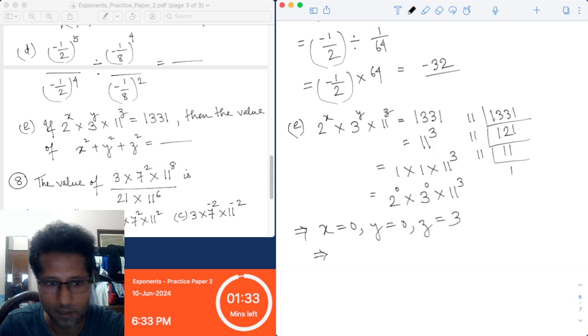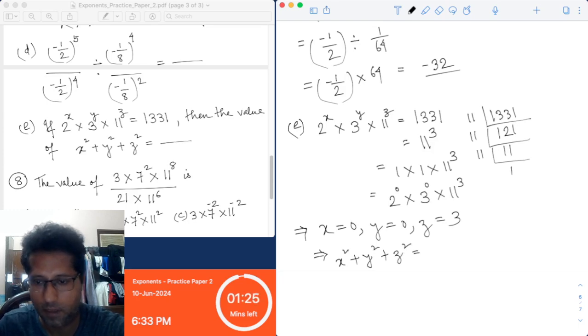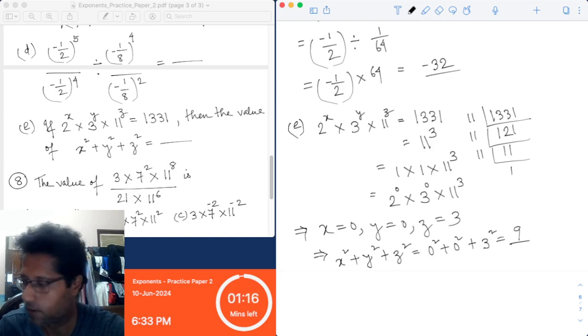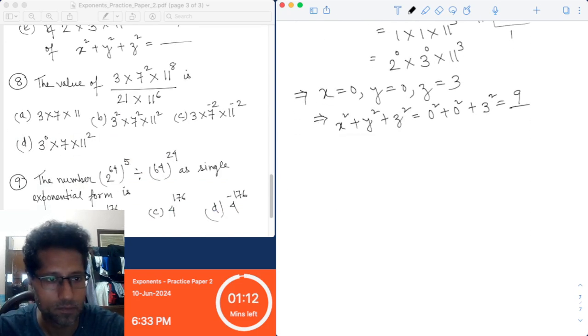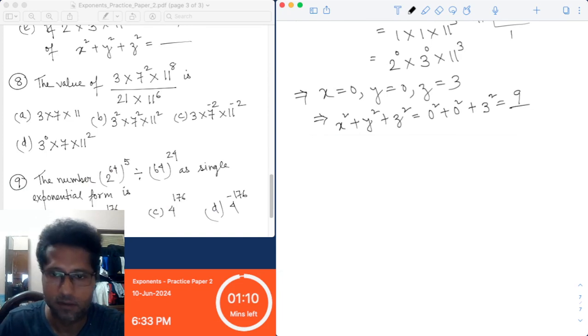So we have to find x square plus y square plus z square, which is nothing but 0 square plus 0 square plus 3 square. This is nothing but 9. Okay, the answer is 9. What about question number 8?